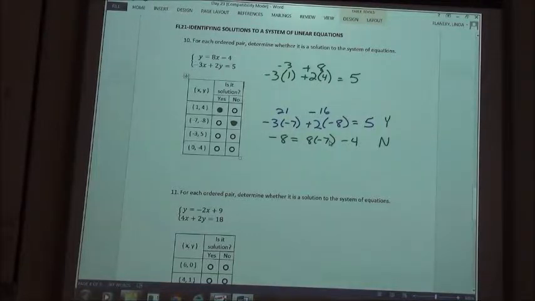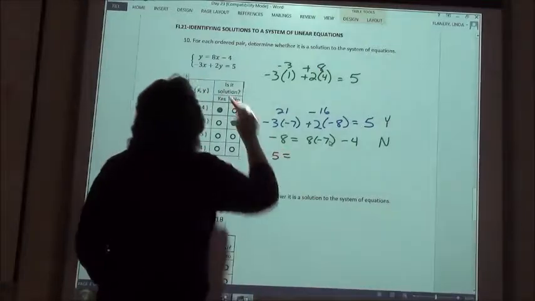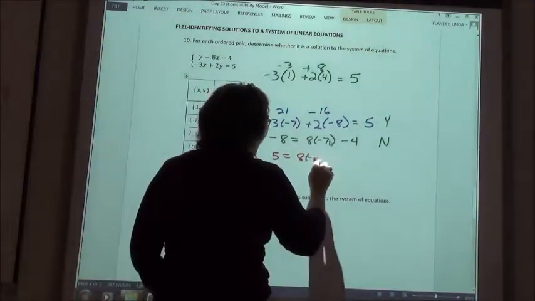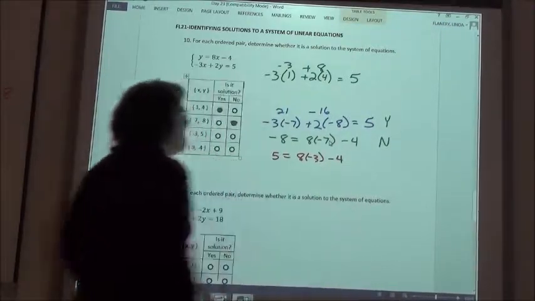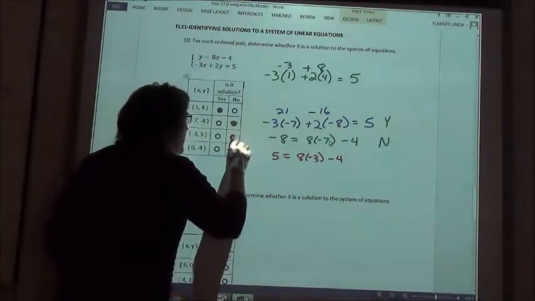The first one? So in the first one, the y value is 5. Does 5 equal 8 times the x value? So 8 times negative 3 minus 4. Nope, it doesn't. So we don't even have to check the second line because it didn't work in the first one.